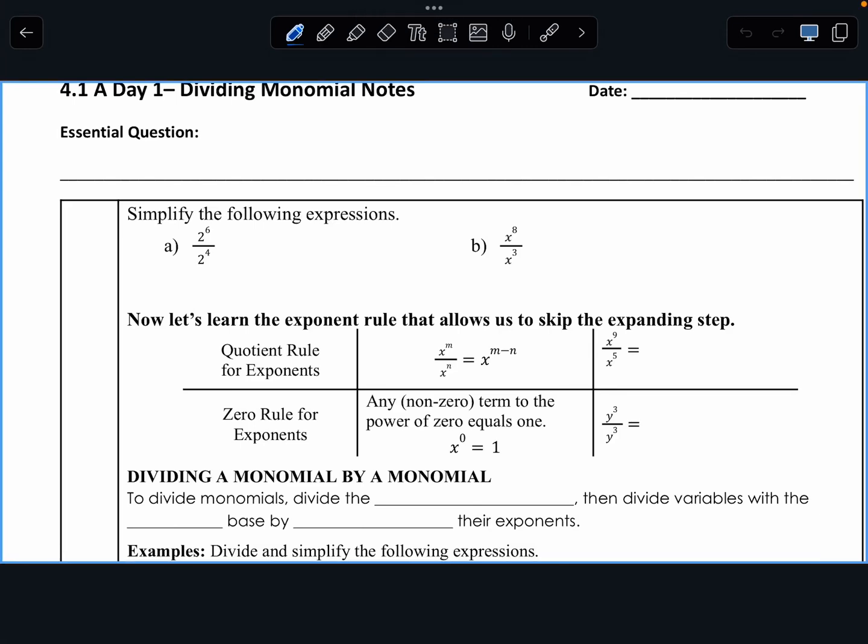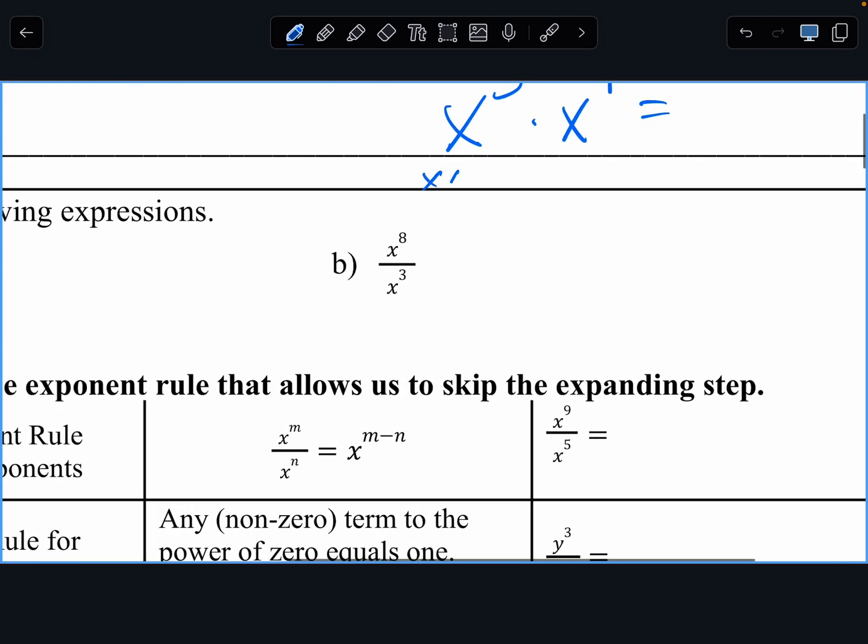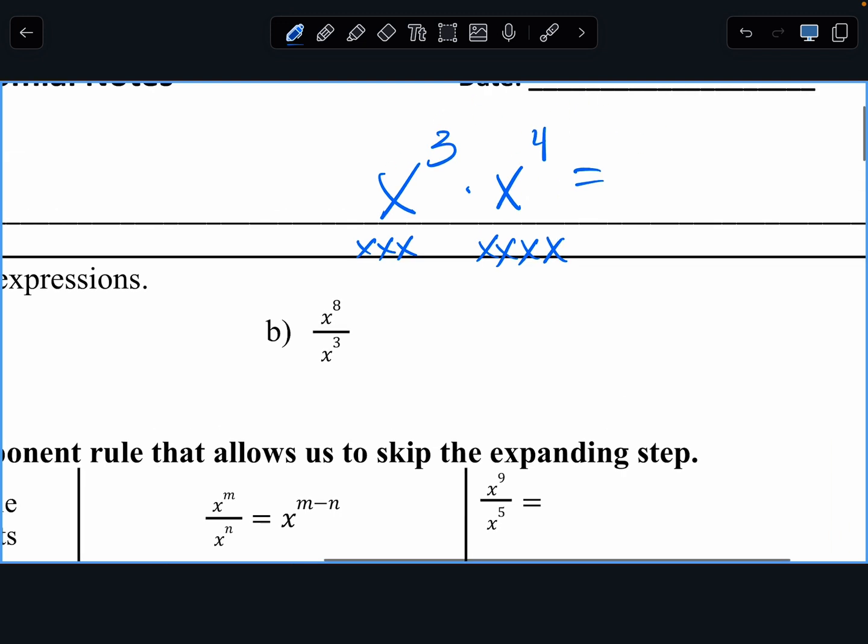In 8th and 9th grade. So yesterday, it's recording, you're going to hear all this noise. Yesterday we said if I have x^3 and x^4, what does that do? Well, that means I have 3 x's and 4 x's. So all together, we're just adding. That's x^(3+4), which is x^7.